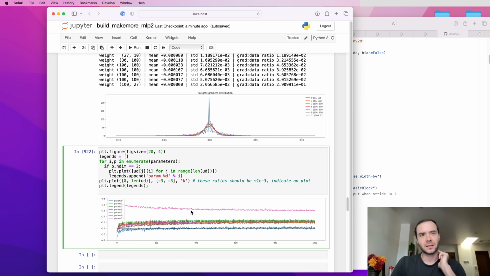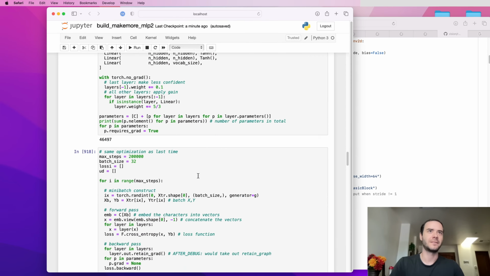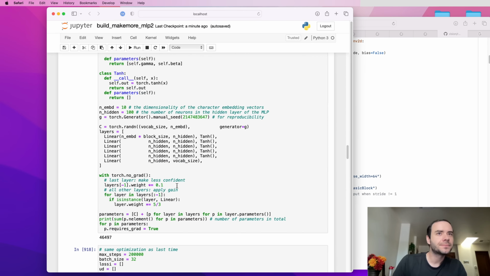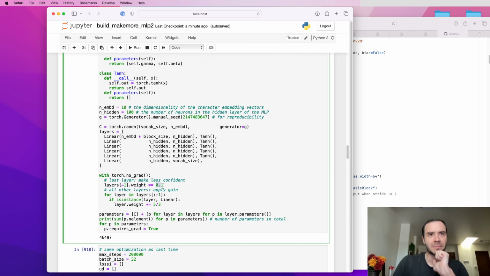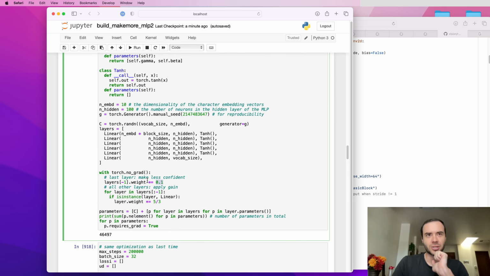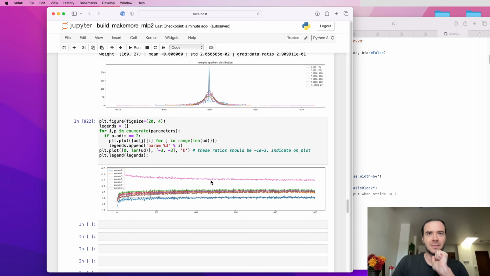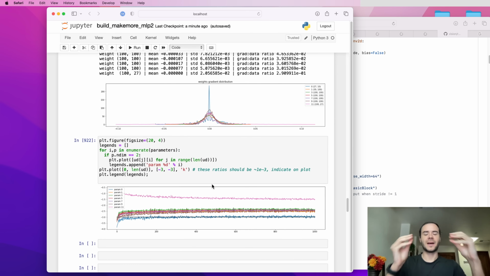But the reason that the final layer here is an outlier is because this layer was artificially shrunk down to keep the softmax unconfident. You see how we multiplied the weight by 0.1 in the initialization to make the last layer prediction less confident. That artificially made the values inside that tensor way too low, and that's why we're temporarily getting a very high ratio. But you see that it stabilizes over time once that weight starts to learn.